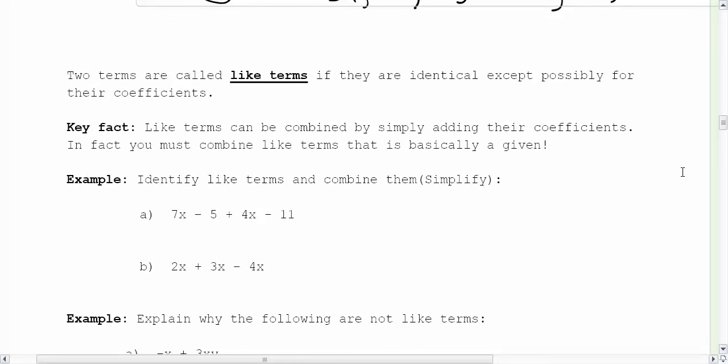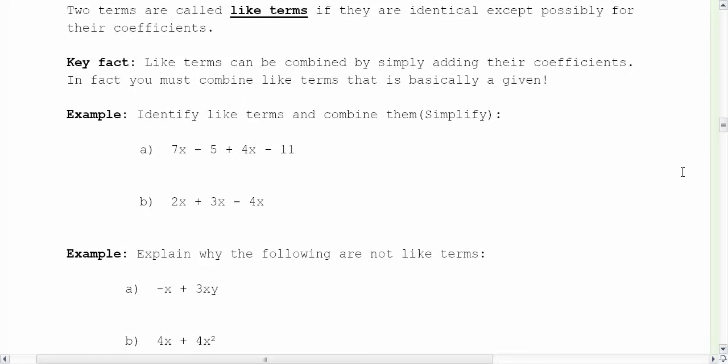Now, what are like terms? Here's a very important concept. Like terms are terms that look essentially the same except for possibly the coefficients themselves. Terms are like when they are identical except for the coefficients. The key fact here is we're going to be able to combine our like terms by simply adding their coefficients together. In fact, you have to combine your like terms. This is a given.